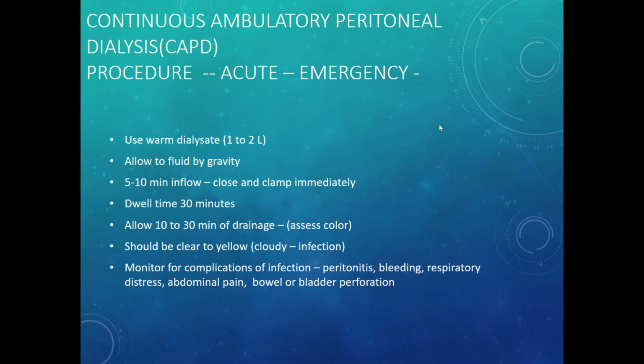What you want it to look like when it drains back out is clear straw color. Write that down. That's important. You want it to look clear, almost like hay, a light tannish straw color. If it comes back out cloudy, what do you think that might indicate? There might be an infection in the patient's stomach that has created cloudiness in this drainage. That's a sign of peritonitis.